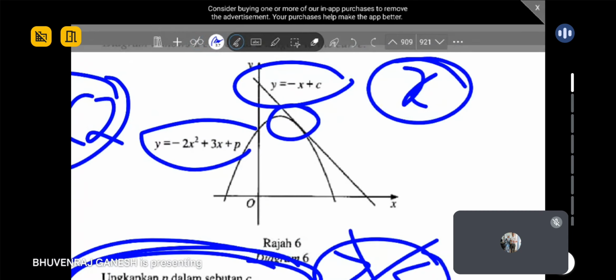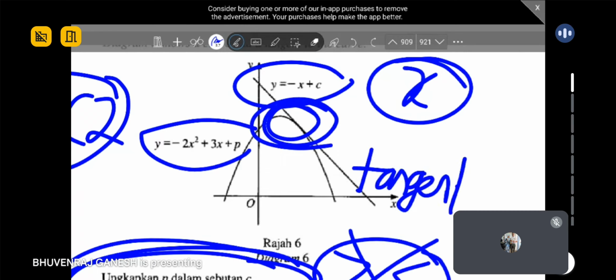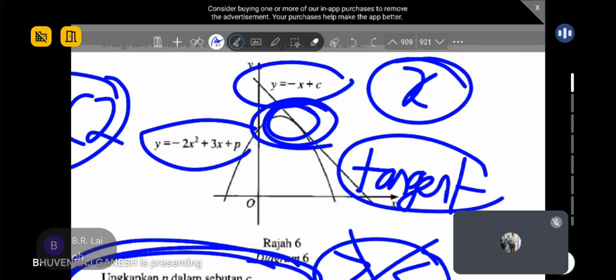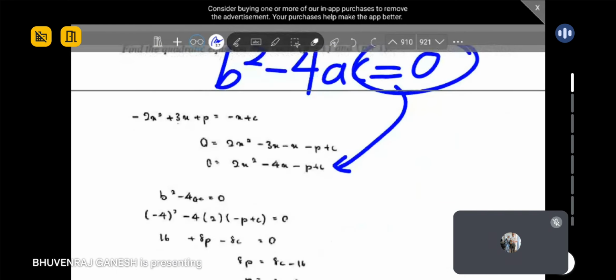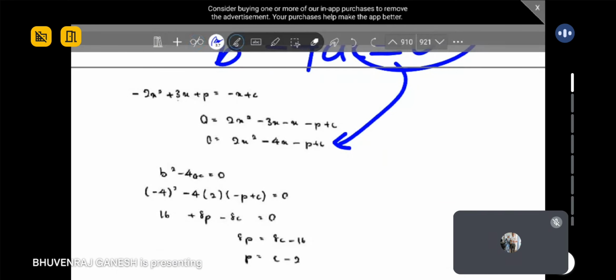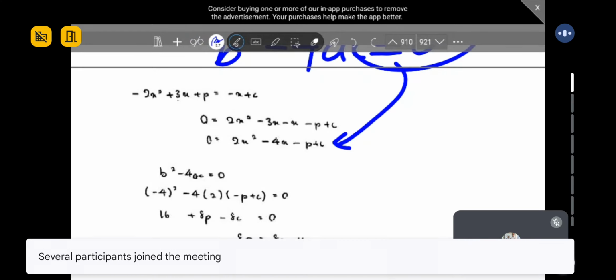Can you observe the graph also has the same concept, guys? Kamu lihat graph hanya satu titik persilangan. Means this is what we call a tangent. Am I right? The line is tangent to the curve. Okay, garis lurus tu adalah tangent kepada lengkung. Sebab dia sentuh lengkung satu titik sahaja. Only one point. So two methods you can use. Okay? So you just substitute B squared minus 4AC and then you express P in terms of C. Okay, ungkapkan P dalam sebutan C.